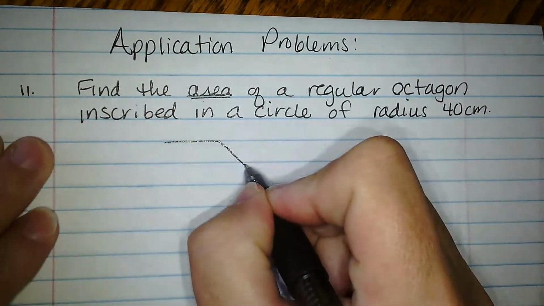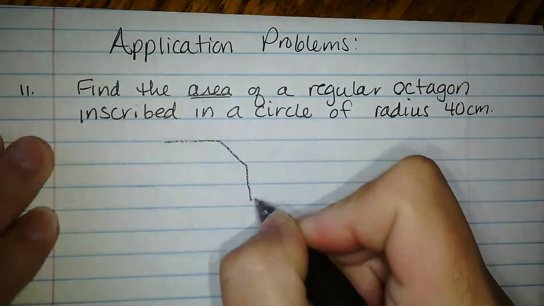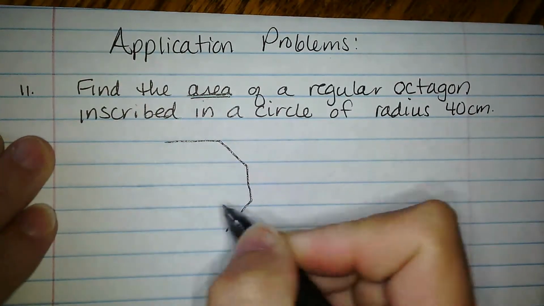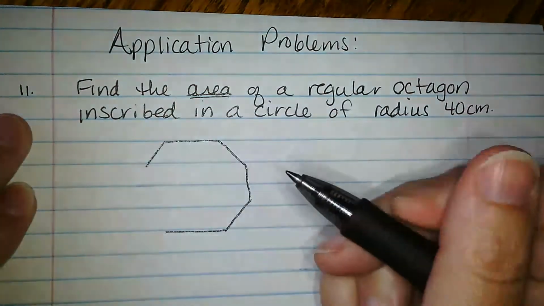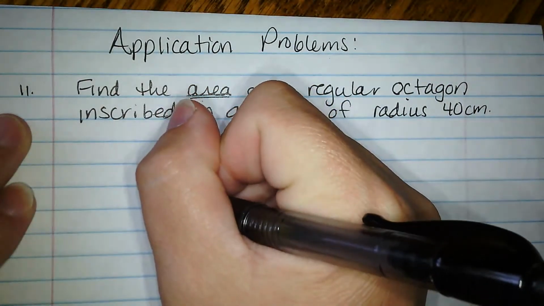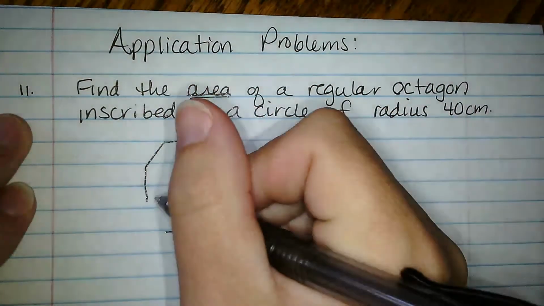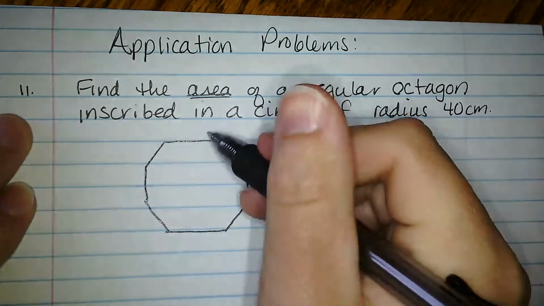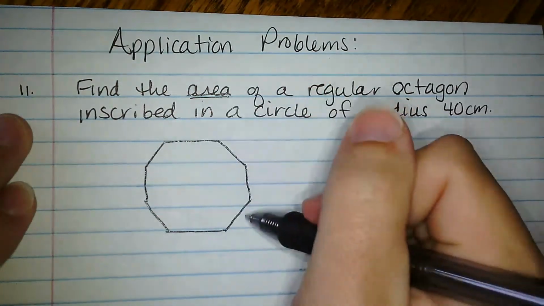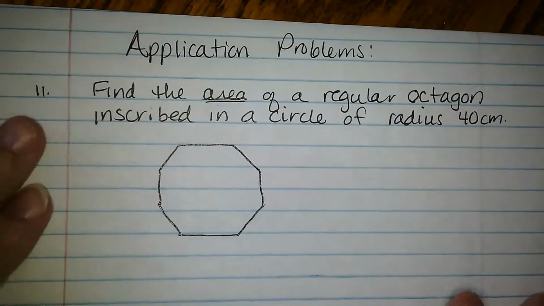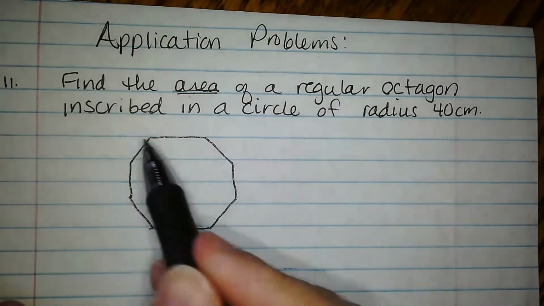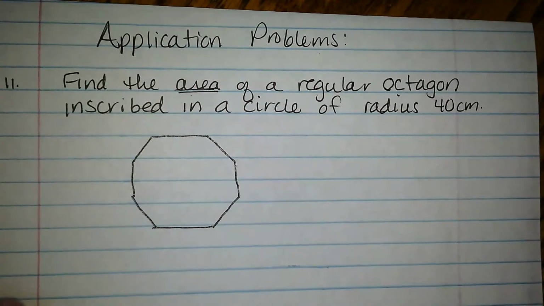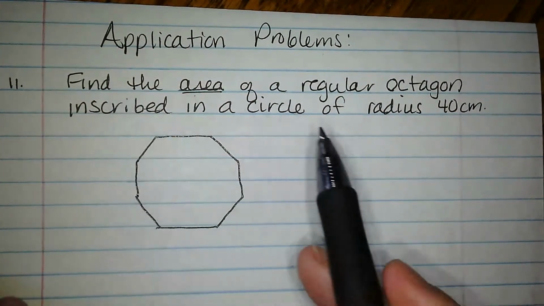And I'm going to do my darndest to try and get it to be the correct shape. And although I'm seriously a bad artist, let's see, 1, 2, 3, 4, 5, 6, 7, 8. All right, so we've got our 8-sided octagon. We're going to pretend that all these are the same length because this is about as good as it gets. And then it's inscribed in a circle.